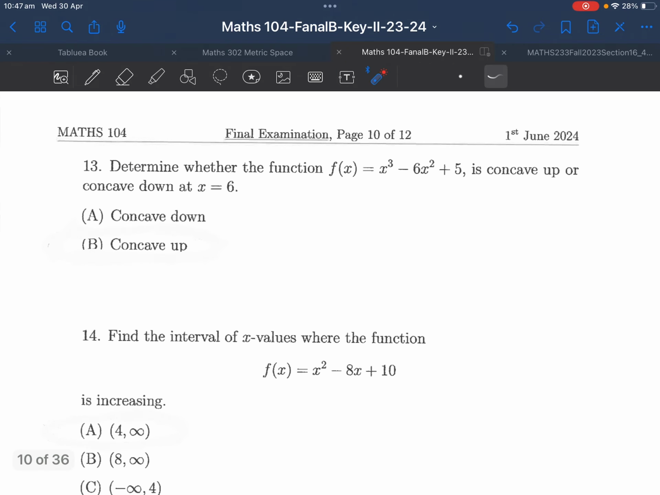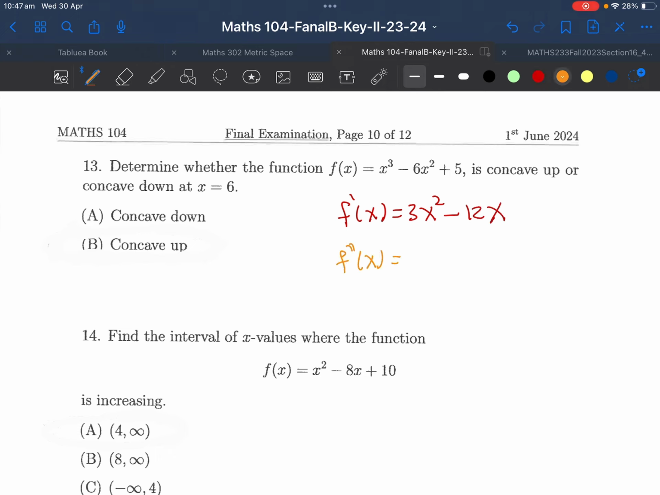Question number 13. Determine whether the function is concave upward or downward. How do we find upward or downward? We just need to find the derivative. But the first derivative will just give me increasing or decreasing. So what I need is the second derivative, which will be 6x minus 12.